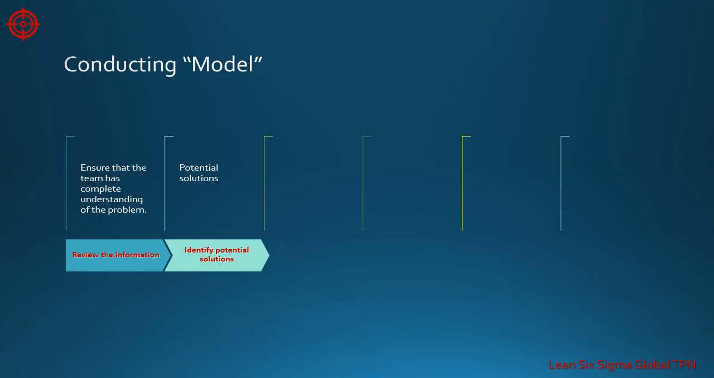For example, the team may consider hiring additional customer service representatives, implementing an automated phone system, or offering alternative methods for customers to receive assistance. Okay, next we evaluate each solution based on its feasibility, effectiveness, and cost. For example, the team may determine that hiring additional customer service representatives is effective but expensive, while implementing an automated phone system may be less expensive but less effective at resolving customer issues.